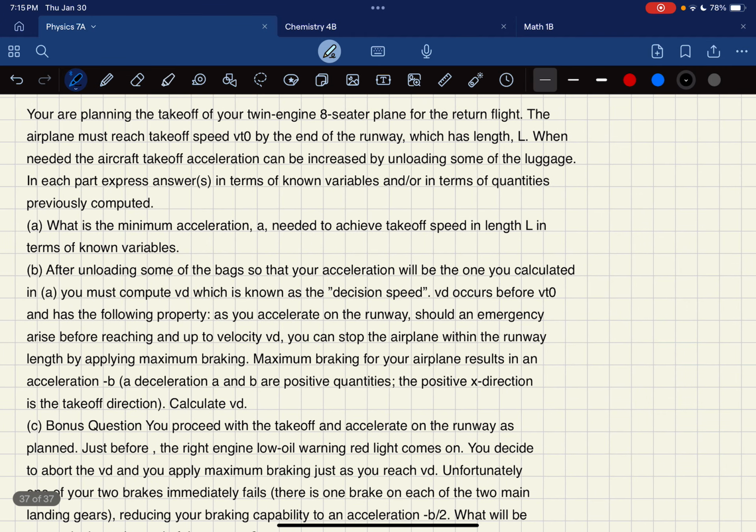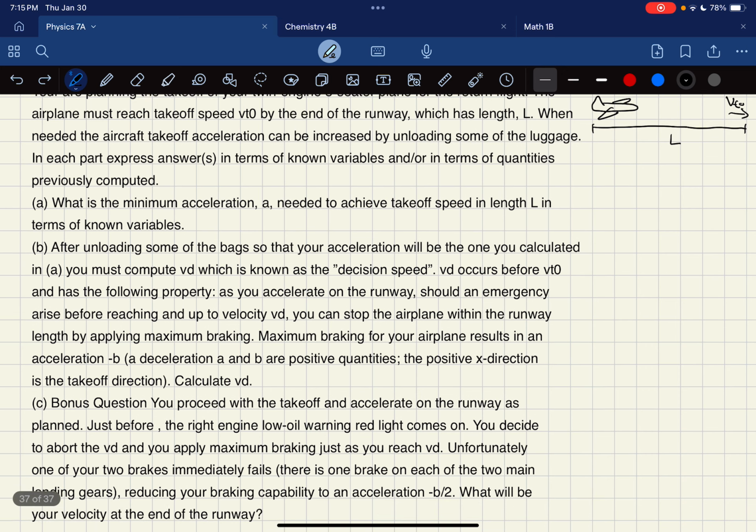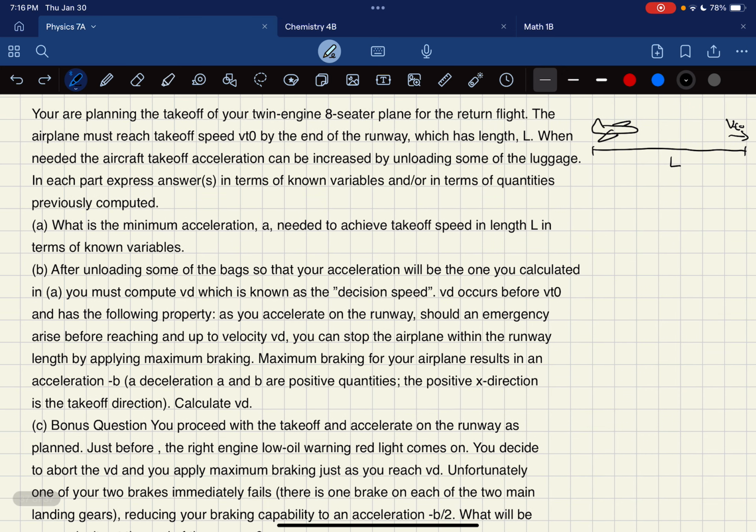Basically, the gist is there's an airplane, draw airplane here. It's on a runway, and it must reach a takeoff speed by the end of the length of the runway. It must have a final speed of at least VTO in order to fly. They're saying it can be increased by unloading some of the luggage, which is kind of unimportant. When you're reading a question like this, you probably want to focus only on the important things it's giving you and then try to answer the question.